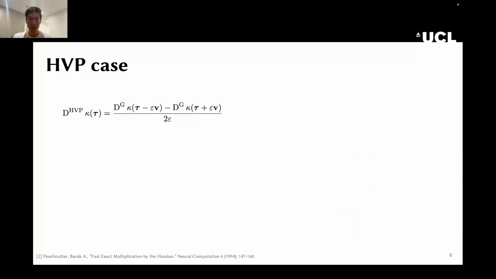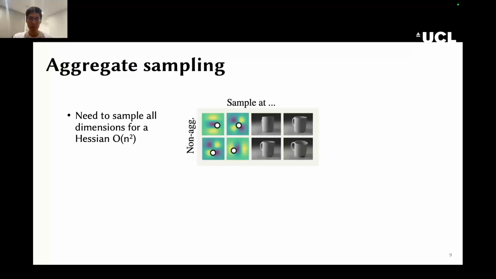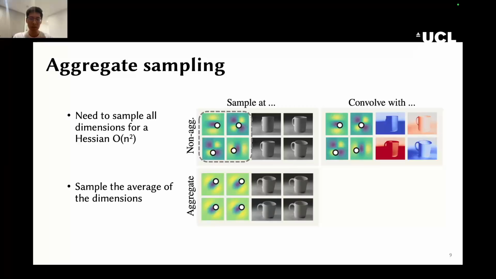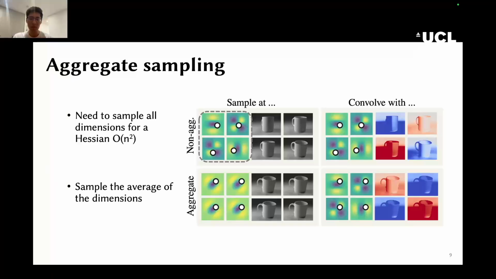For the Hessian vector product case, we use the finite difference method to calculate the directional gradient of the gradient along the vector v. This is inspired by the fast Hessian multiplication by Pearlmutter. One problem is that all dimensions of the Hessian need to be sampled. For example, a two-dimensional problem will require sampling 4 times and evaluating the function 4 times, which is costly. We instead used an aggregated sampling method, which samples the average of the distributions, reducing the number of evaluations needed.